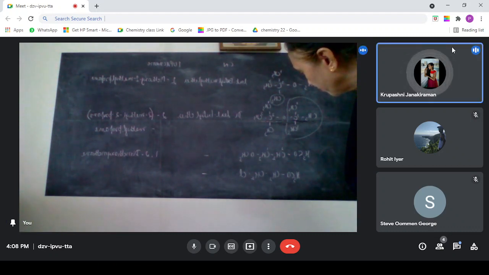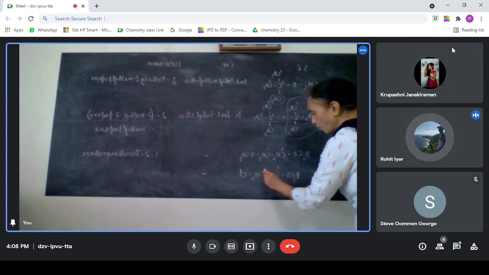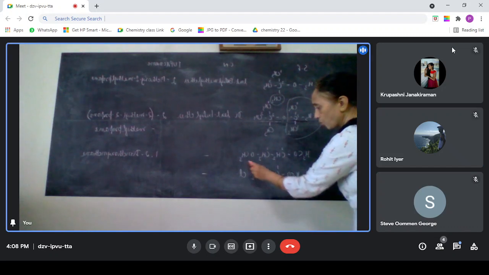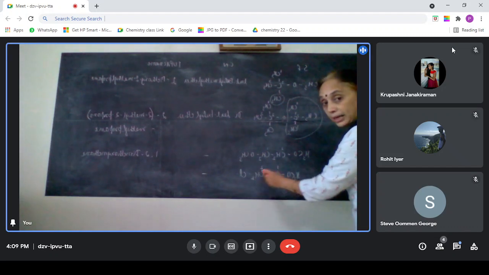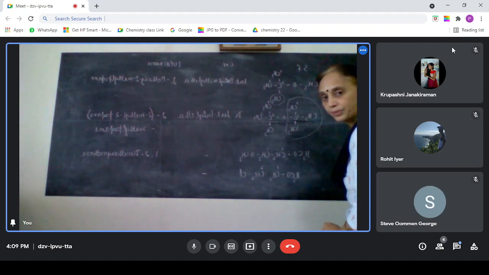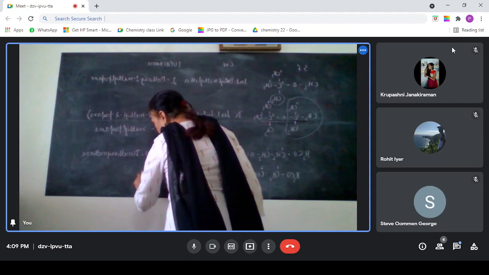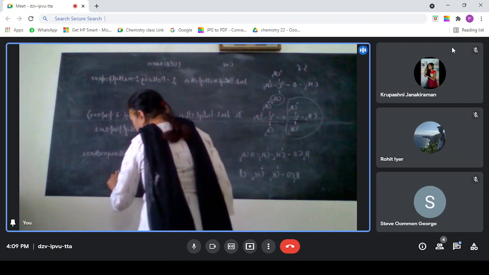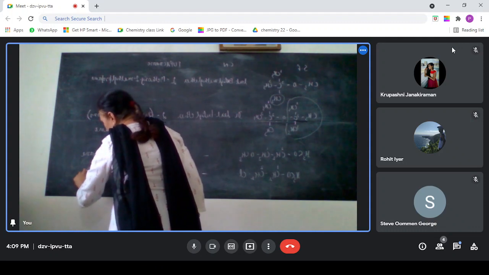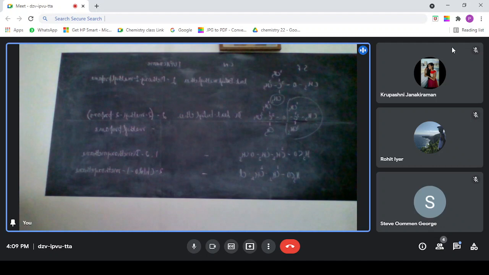Methoxy, 1-chloro ethane. See, 2-methoxy. Methoxy will take preference over chloro while numbering, but while naming, chloro will take the preference because of alphabetical order. It will be 2-chloro-1-methoxyethane.